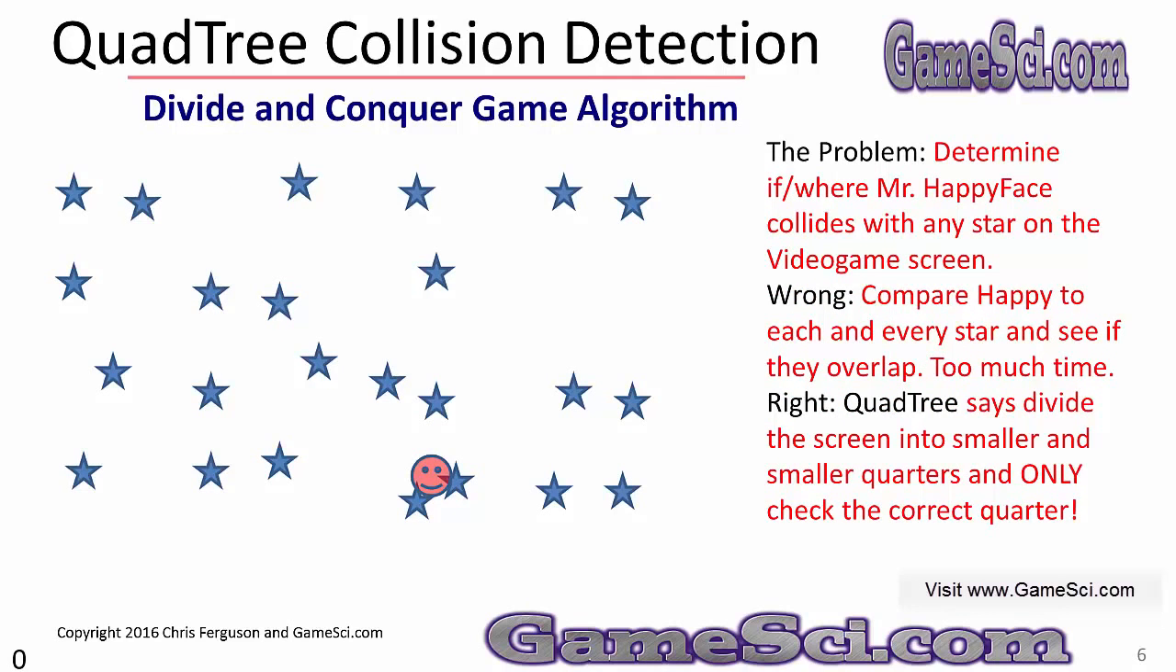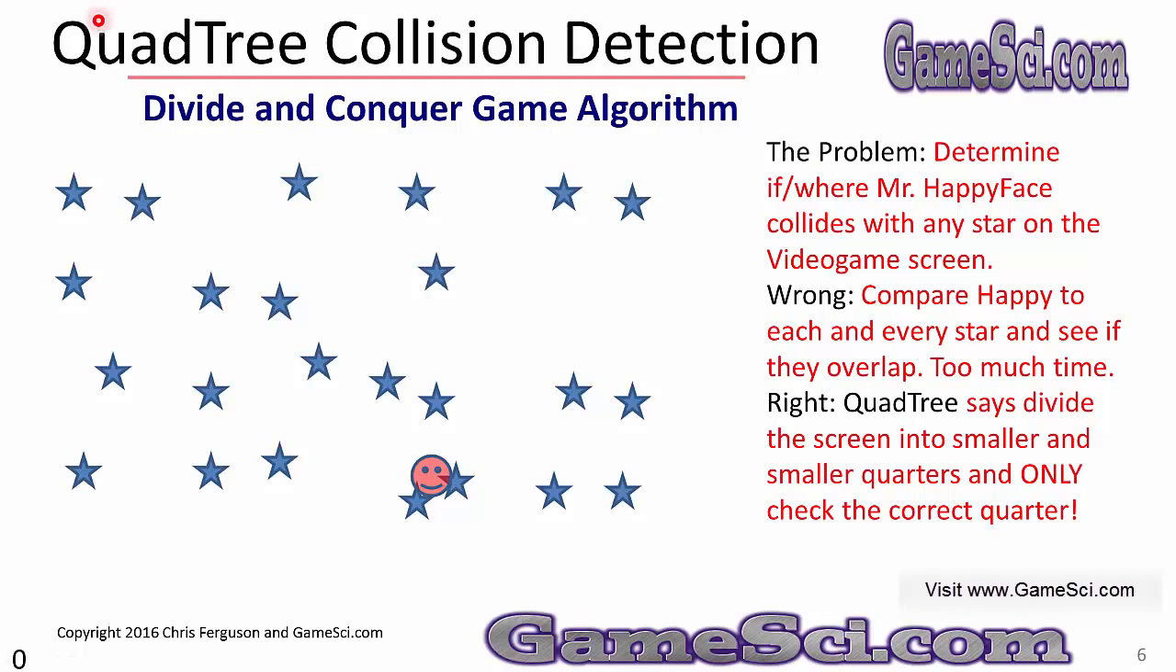So here's the problem. We want to determine if and where Mr. Happy Face collides with any star on the video game screen. Here is our screen. Think of those stars as objects, right? We're going to have objects that we can run into on the screen. And as Mr. Happy Face moves around, we want to know when he bumps into one of these star objects. The wrong way to do this is to compare Happy to each and every star and see if they overlap. Compare Happy Face to this star and this star and this star and this. That is the wrong way to do it. We don't want to compare Happy Face to everything else on the screen. That's just going to take way too much time.